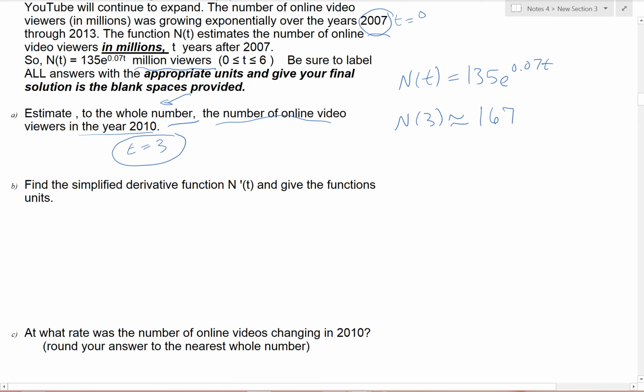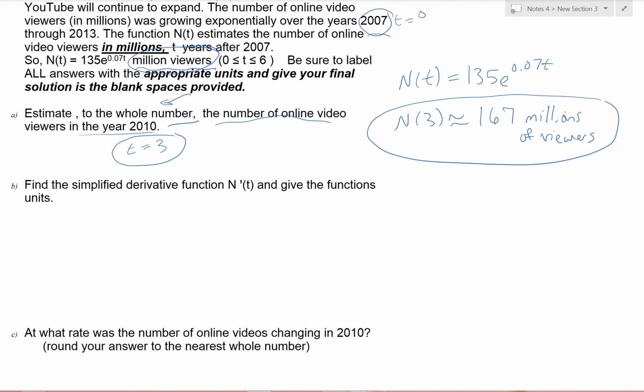Units on it would be millions of viewers. So it's in millions of online video viewers, so make sure you include that. It's important: 167 online viewers is a lot different than 167 million online viewers, so make sure you include units.